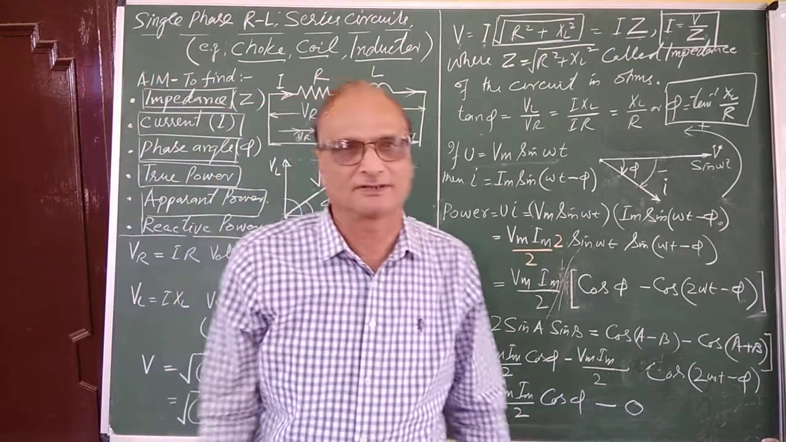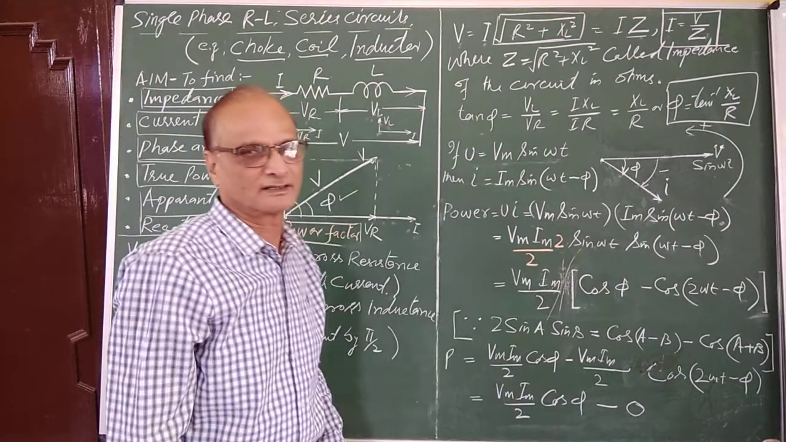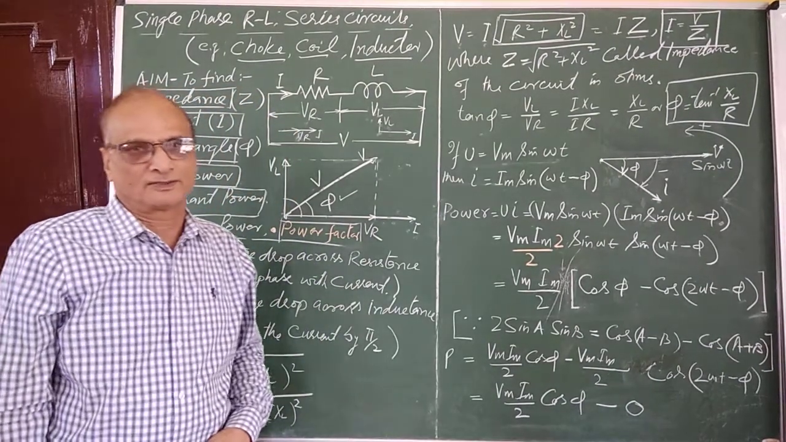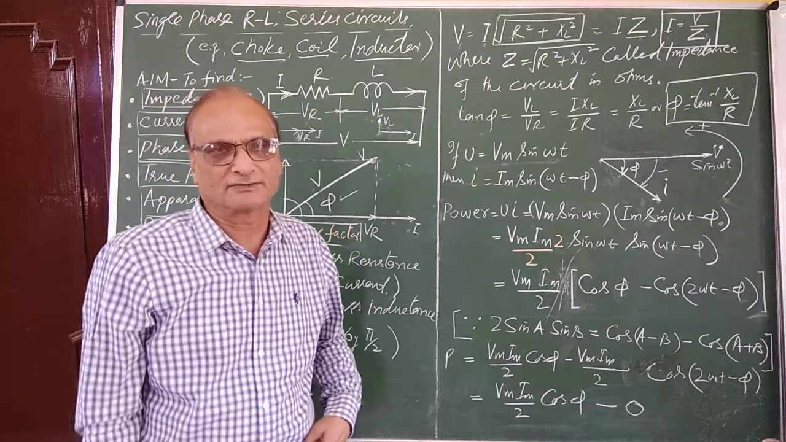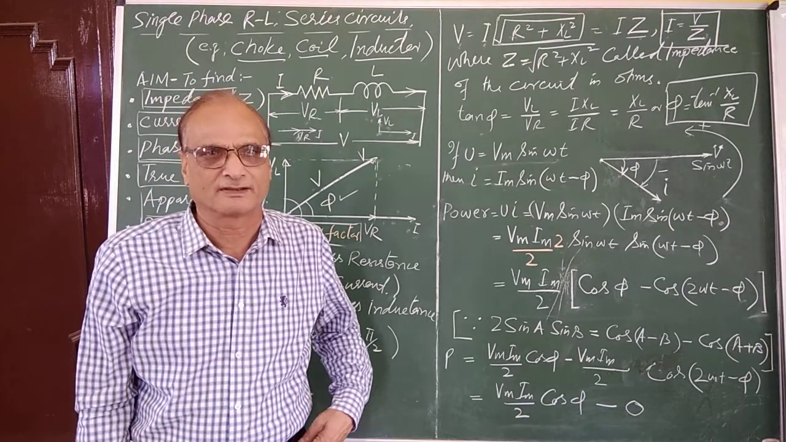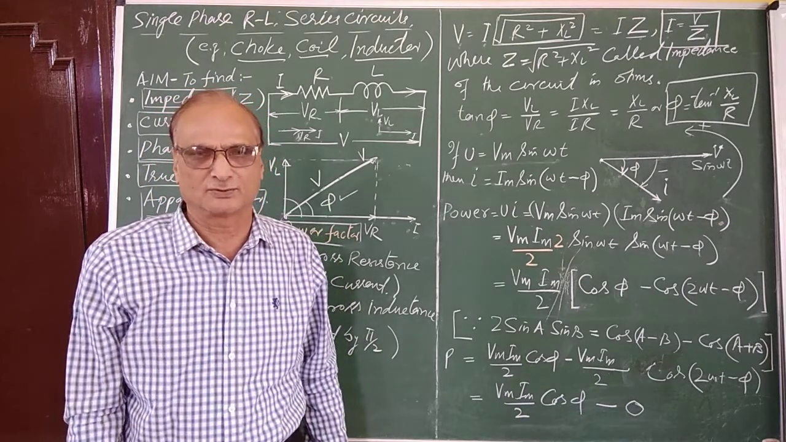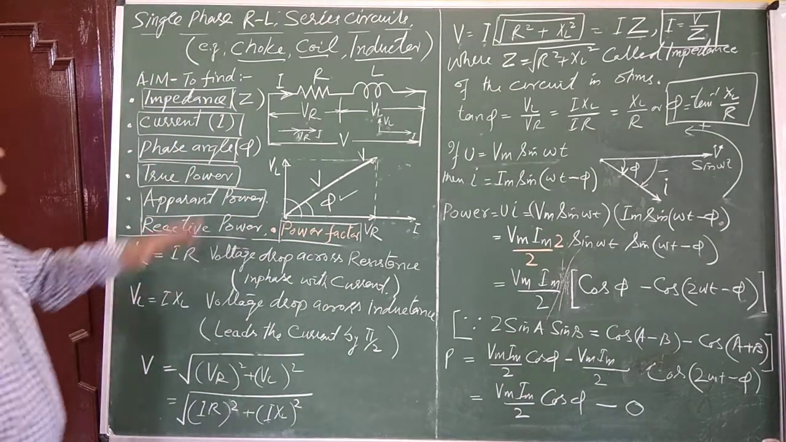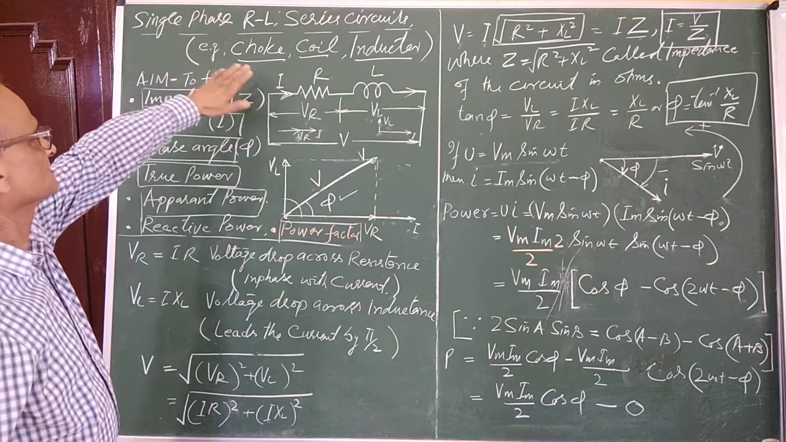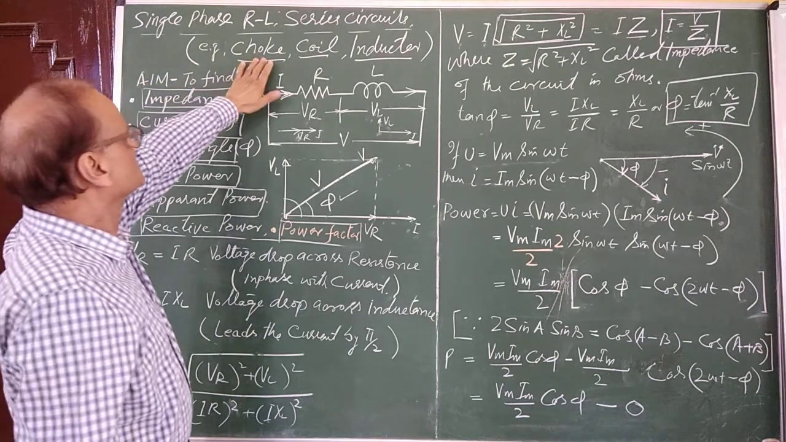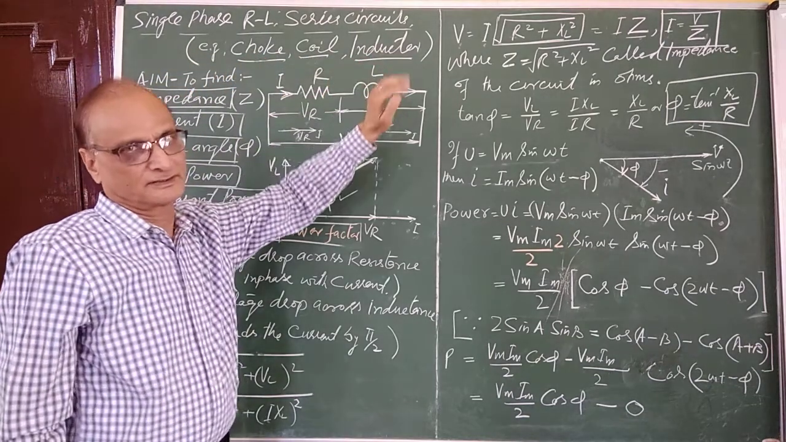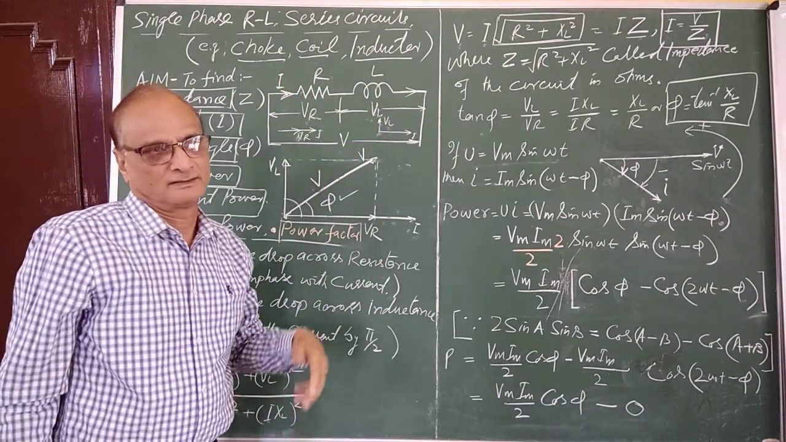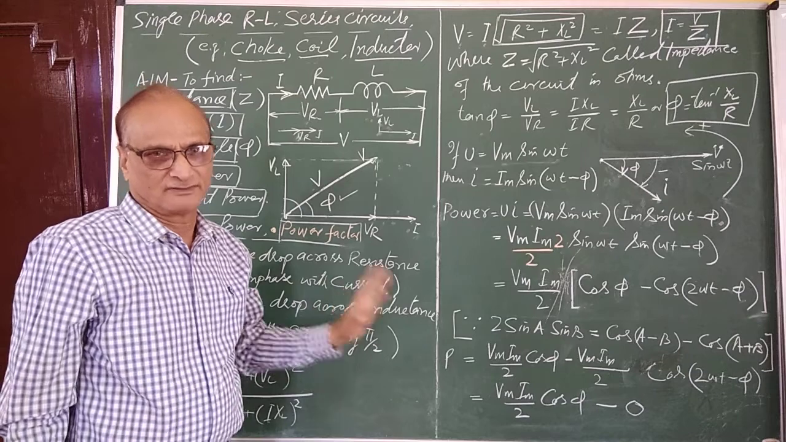Well, students, our today's topic is the RL series circuit. All the loads we come across in our daily life are almost RL loads. Examples of RL series circuits are a choke, coil, or inductor. In a choke, coil, or inductor, R and L are always in series.